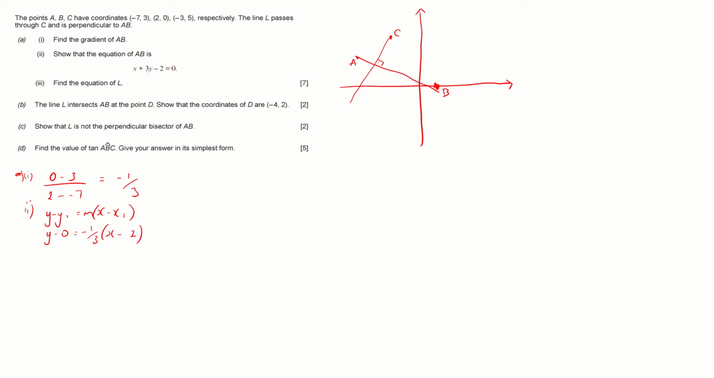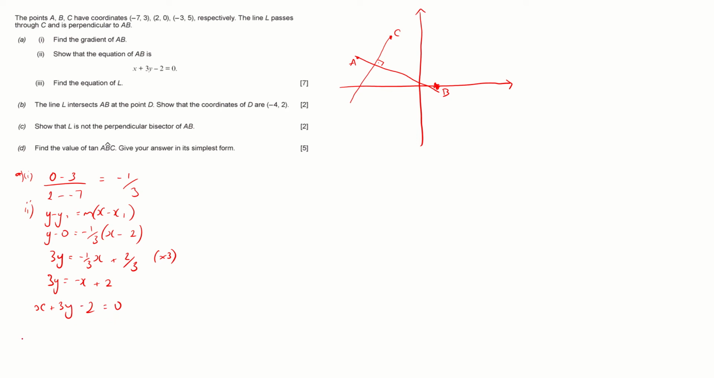It's all about now trying to get it into the form that it's in the question. So you get y equals minus 1 over 3x plus 2 over 3. Don't like the 3s on the bottom, so I'm going to times through by 3. 3y equals minus x plus 2. And then rearranging that, you're going to get x plus 3y minus 2 equals 0, what they have in the question.